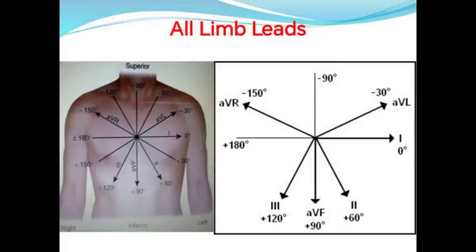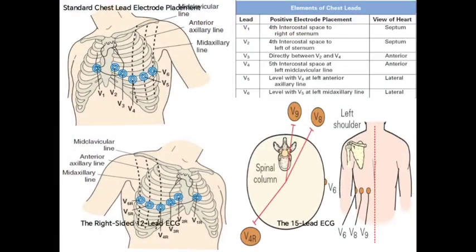If we take all the limb leads together, the augmented limb leads and the standard limb leads, we can get this shape. They are all together. You can take a glance at them, and we just have to keep it like that.